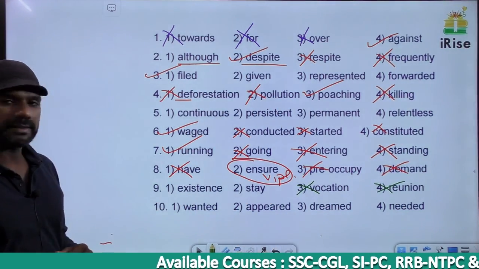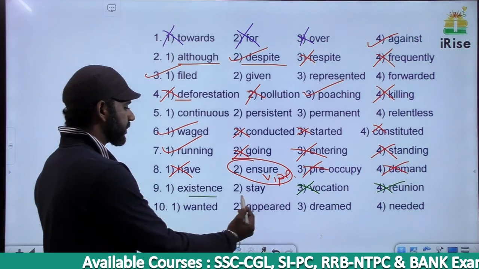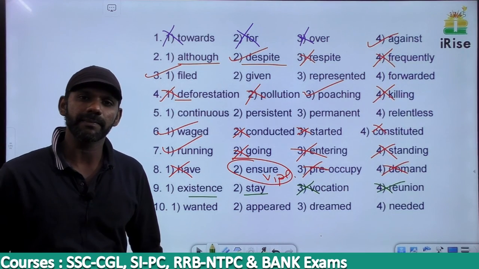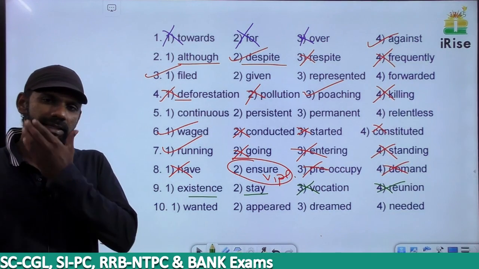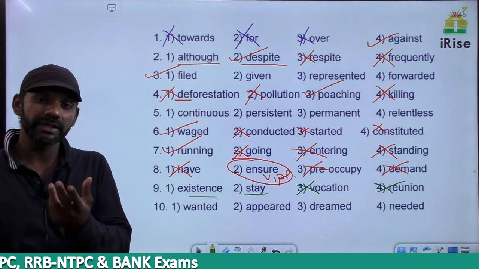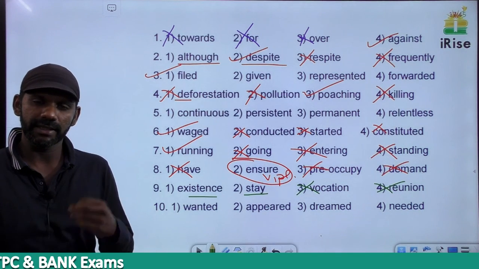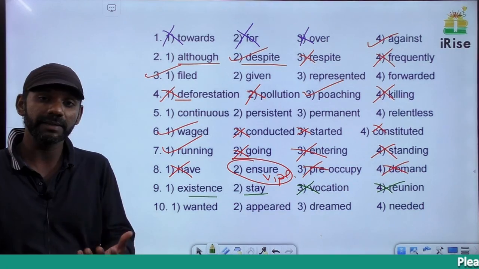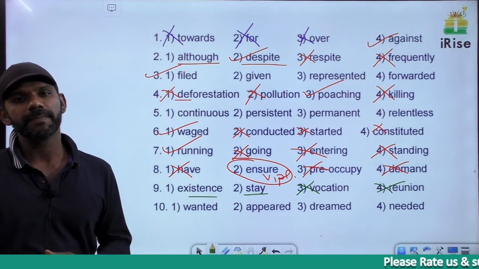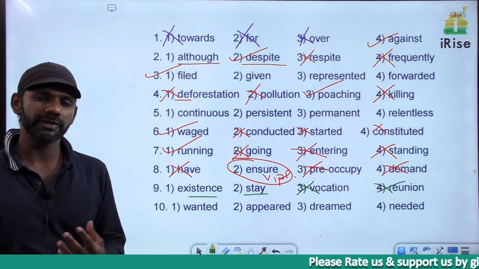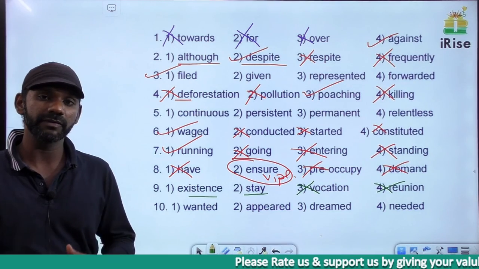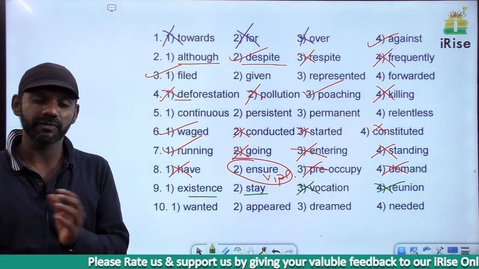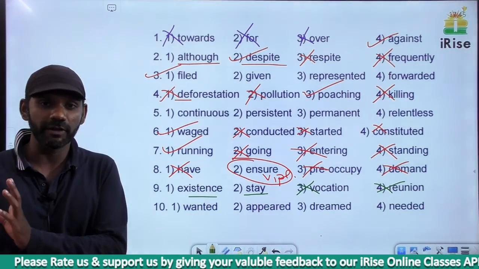Now we have 2 options left, existence and stay. Now what's the difference between living and staying? Living means like to live in a place means we spend a life there. Our life will be spent there itself. Staying means like it is a temporary process. Should I say, I have stayed in Mumbai for 3 days or I have lived in Mumbai for 3 days? I have stayed in Mumbai for 3 days, temporary purpose, for a short span of time.